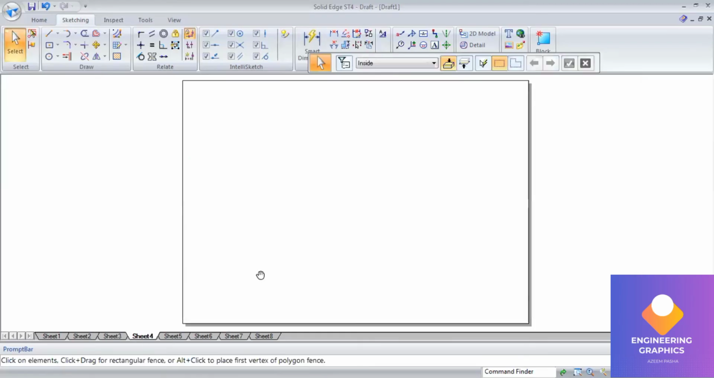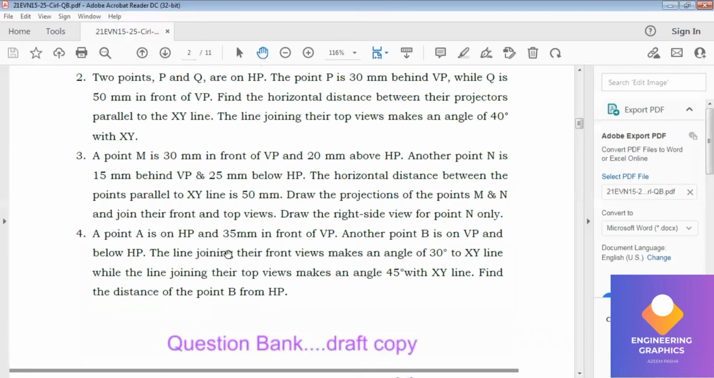Now move on to problem number 4. A point A is on HP and 35 mm in front of VP. Another point B is on VP and below HP. The line joining their front views makes an angle of 30 degrees to XY, and the line joining their top views makes an angle of 45 degrees with XY. Find the distance of the point B from HP.